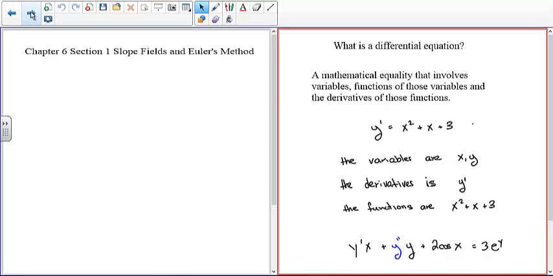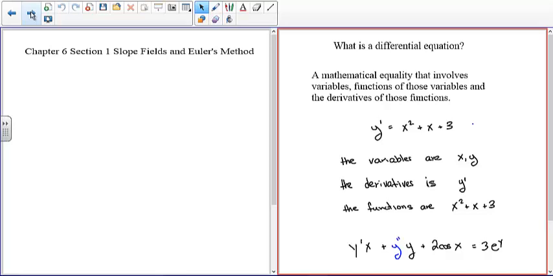In this case, we have the derivative, y prime, or dy/dx. And the function is just the right-hand side. So you get x squared plus x plus 3. And the question in solving a differential equation is, what is y, so that this equality is satisfied?